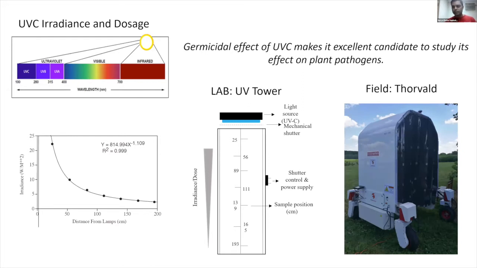In the field, we use a device called Thorvald. This is an automated robot developed by Saga Robotics, based in Norway. It has a GPS system on the top and controls itself automatically. It goes above the trellis and applies the UV. So we use these two systems to study the effect of UV.